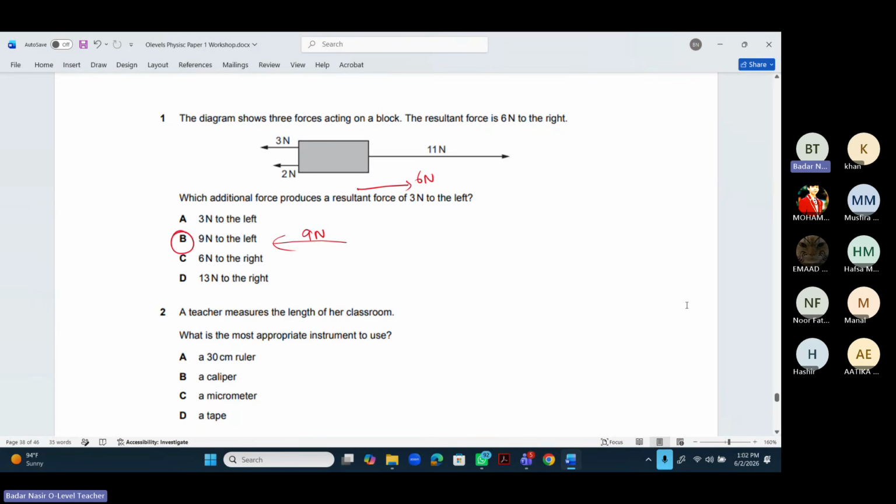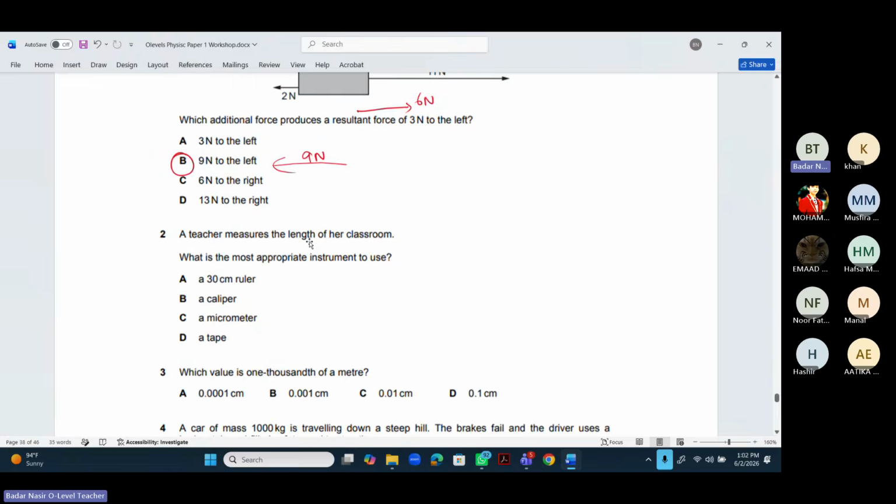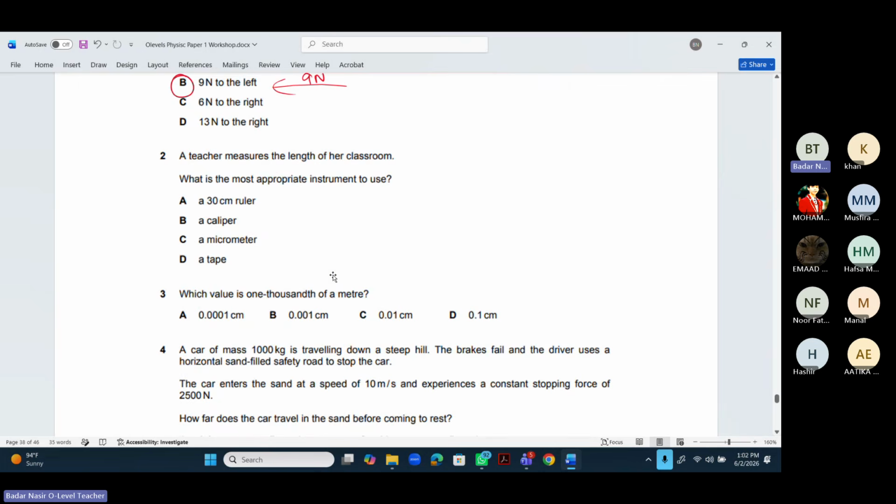So that's option B. A teacher measures the length of a classroom. What is the most appropriate instrument to use? A measuring tape is the most suitable one for this. Okay? So question number 2 is C. Which value is one thousandth of a meter? One thousandth of a meter is 0.001 meter. And if I convert it, there are 100 centimeters in a meter, so 0.001 times 100 gives 0.1 centimeter. So question number 3 is D.